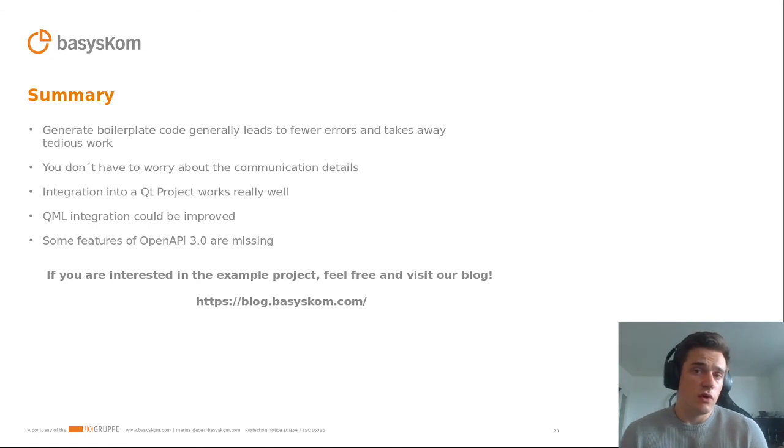So the integration works really well. So you saw we could just use the .pri file, and we could just straight up use the generated code. One thing that could be improved is the QML integration. So we had to use the signals and slots all the time, but that's okay if you think about all the work that we didn't have to do. And some more features are still missing when you look at the OpenAPI 3.0 specification. But as I said, we are actively contributing and maybe we support everything in the future.